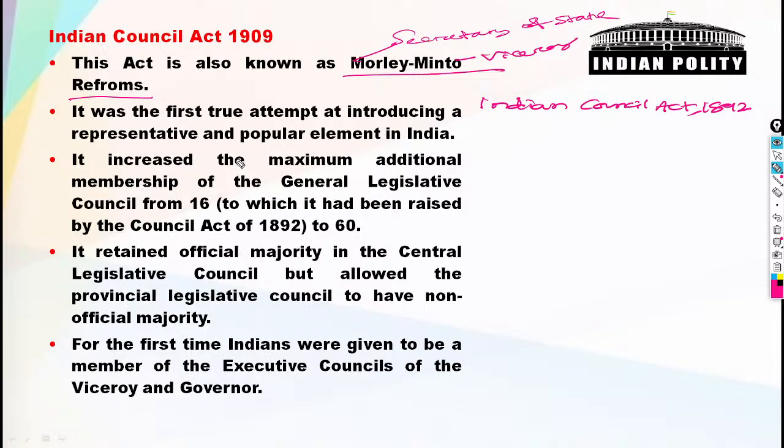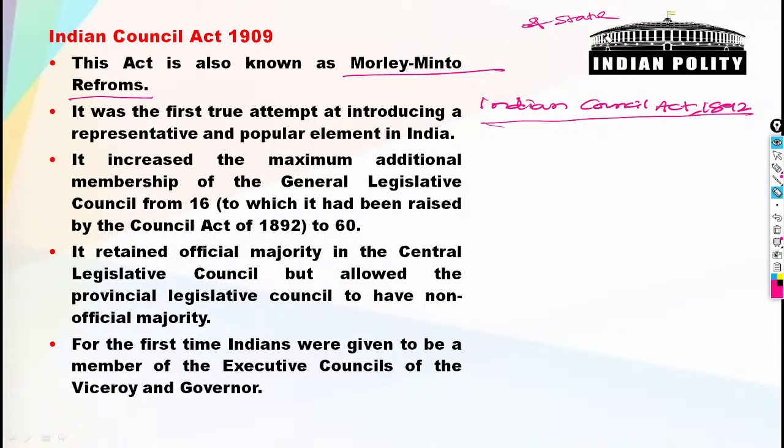It's a true attempt, although attempts were made in 1861, but they were not actually the real representative system. But here this act was made. First of all, it increased the non-official members in the council. Sorry, we are discussing the Indian Council Act 1892, so we have to focus on that.